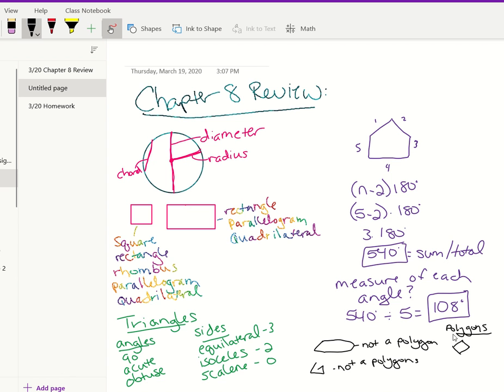I should have given myself more room. Sorry about this. Okay, so here's a polygon. We can have an octagon, which is a polygon. All of these are polygons. They have closed sides. They're not rounded. Those are polygons right there.